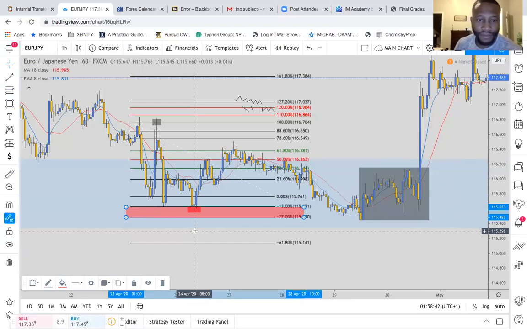Right? Just draw the zone. Profit, you know what I'm saying? Just take that. Close it. Just close it. Right? So this is an example of 100% retracement.